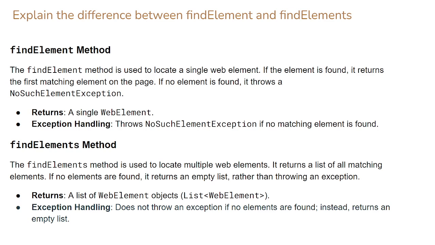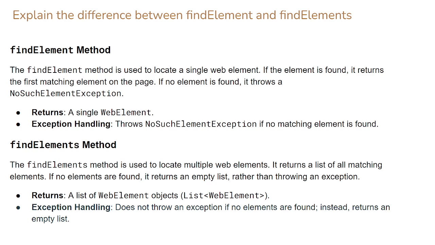Now, on the contrary, we'll see what is the purpose of find elements. The find elements method is used to locate multiple web elements. It returns a list of all matching elements. If no element is found, it returns an empty list rather than throwing an exception.